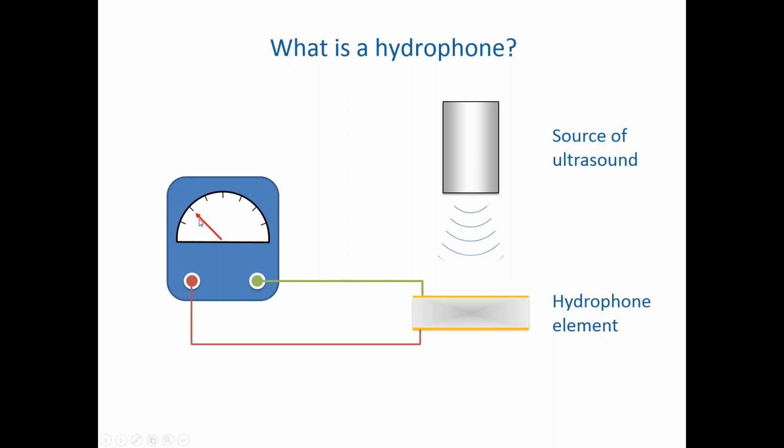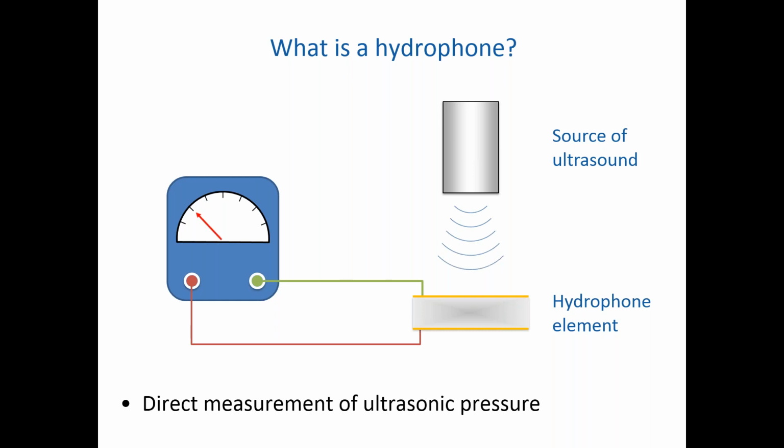And here we can see we have our varying voltage in response to the movement of the hydrophone element. We need to bear in mind this is a direct measurement of ultrasonic pressure, or at least a voltage that is proportional to ultrasonic pressure. How we get absolutely to ultrasonic pressure will require our device to be calibrated, and we will talk about calibration in a little while.